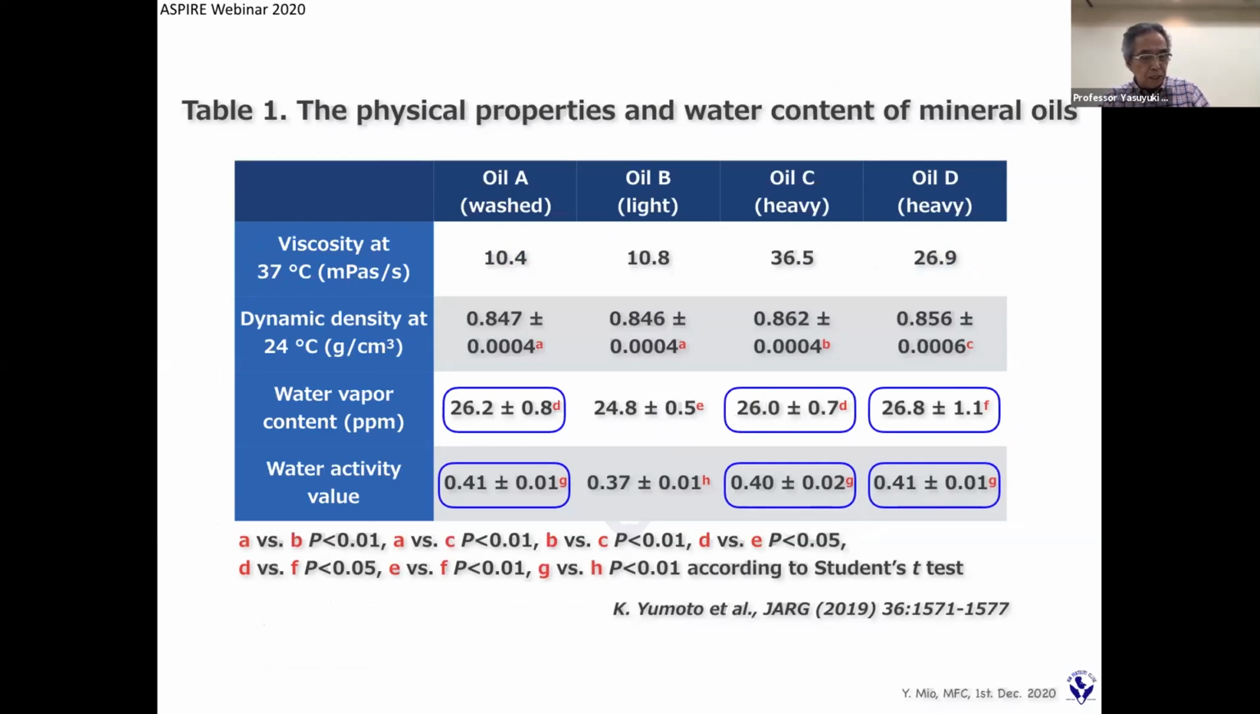The viscosity in oil A and oil B was smaller than that in oil C and D, which means oil A and B are light oil. In terms of water vapor content and water activity, it is shown that a washed light oil has similar properties to heavy oil.